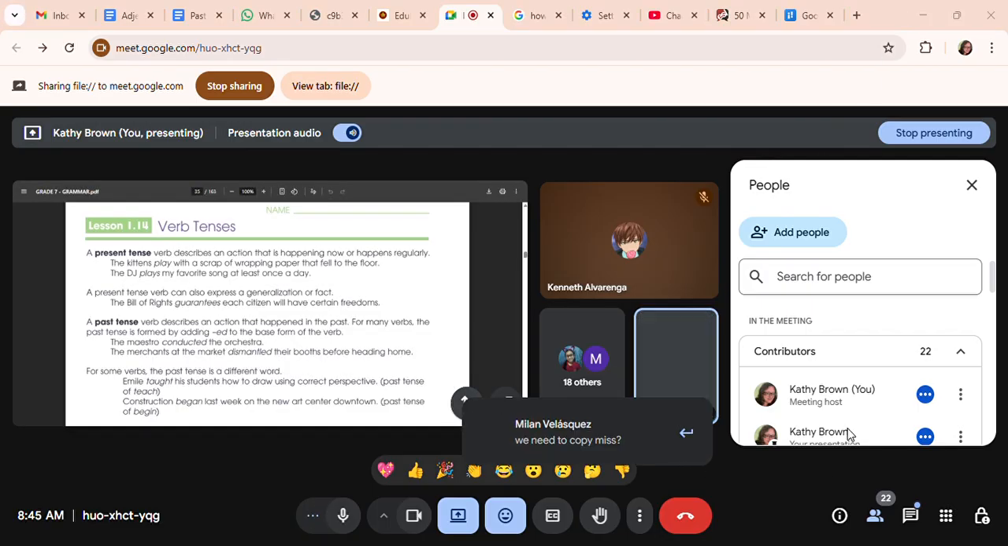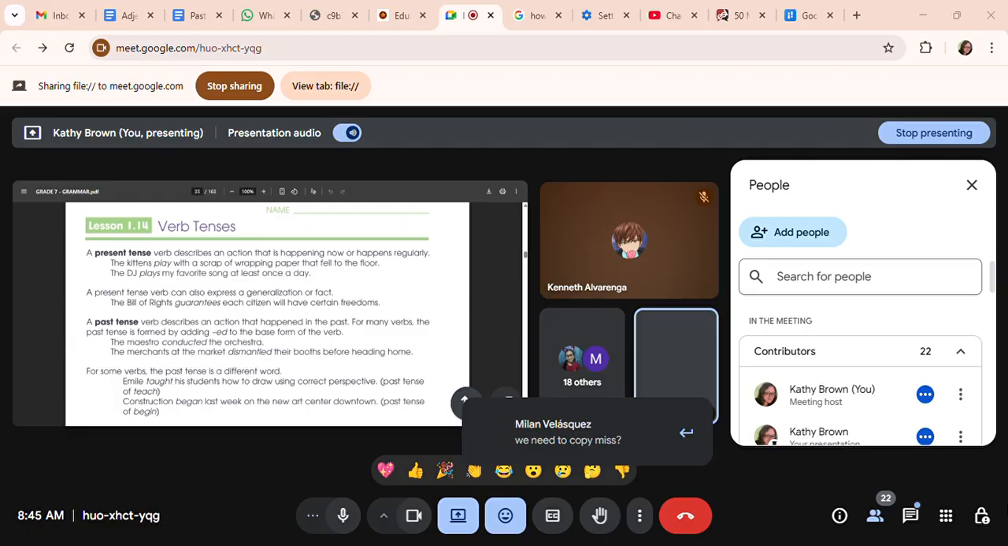All right. Present tense, to be brief here, describes an action that's happening now or happens regularly. The kittens play with a scrap of wrapping paper that fell to the floor. The DJ plays my favorite song at least once a day. And so really that's something that happens regularly, or maybe something that's generally true, or a generalization or a fact. Like this, the Bill of Rights guarantees each citizen will have certain freedoms. And so that is just something that's a fact.